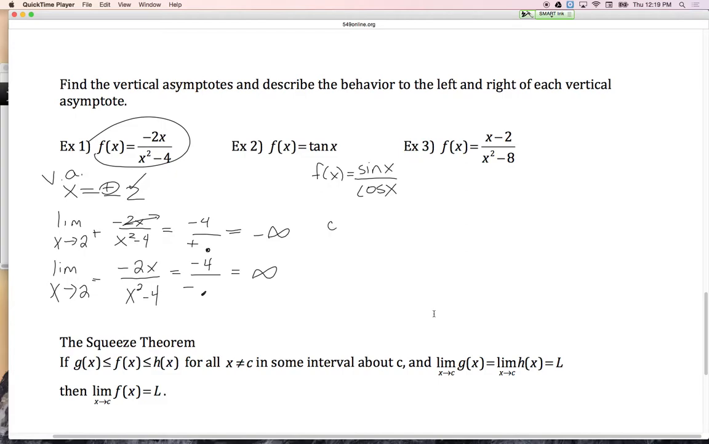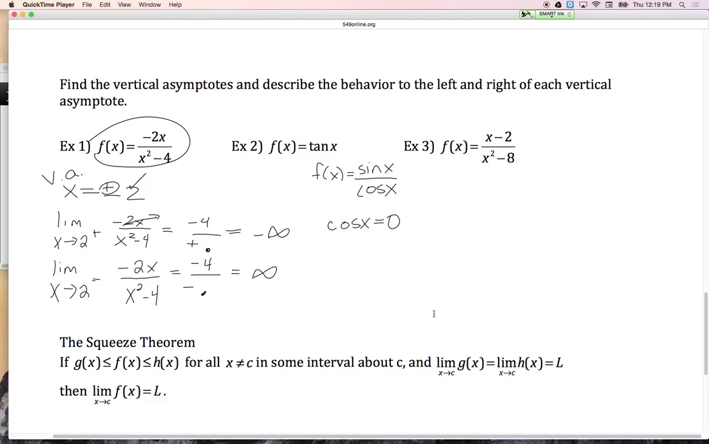Set the denominator equal to what? Find the VAs. Guys, all you do to find a VA is, after you simplify the fraction, set the denominator equal to 0. That's it. Set the denominator equal to 0. Figure out where it equals 0. Those are your VAs. Now, I did this one on purpose because I wanted to review.